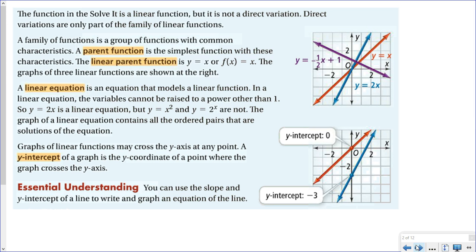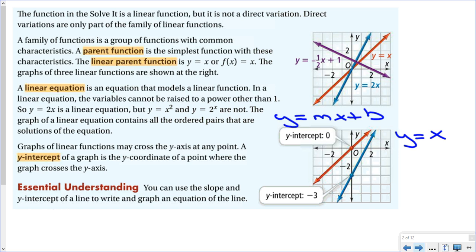All right, so on this page, they talk about a parent function, and a parent function is the simplest function of all of them. So the standard equation is y equals mx plus b. Now, the easiest graph that you could possibly have is one that has y equals just a 1x and doesn't have a b in front of it, or a b after it. So just y equals x.